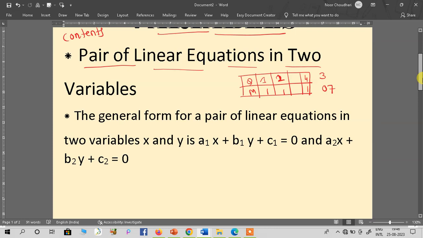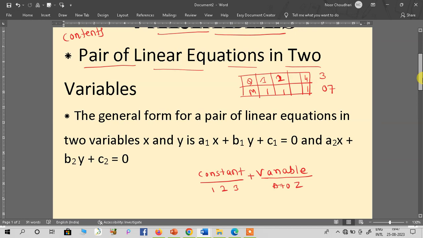Before we study pair of linear equations, we learn what is meant by constants and variables. Constant means numbers like 1, 2, 3, 4. Variables means English alphabets A to Z. A variable has no fixed value. So keep in mind: constants mean numbers, variables mean English alphabets.